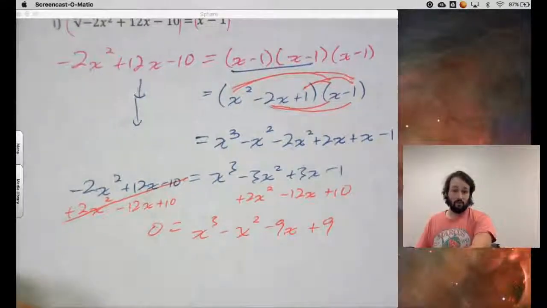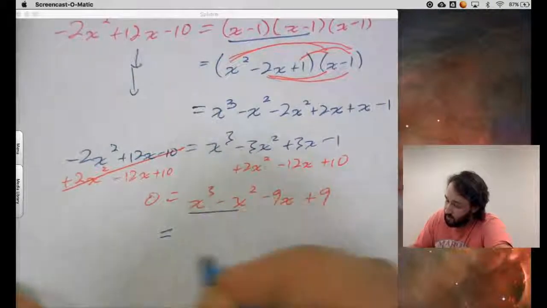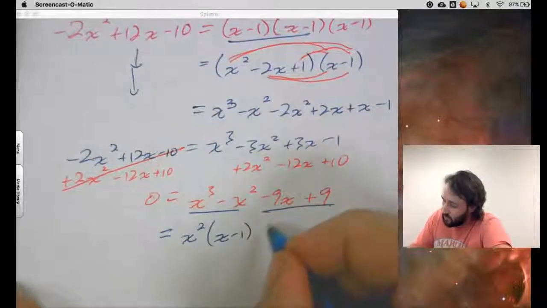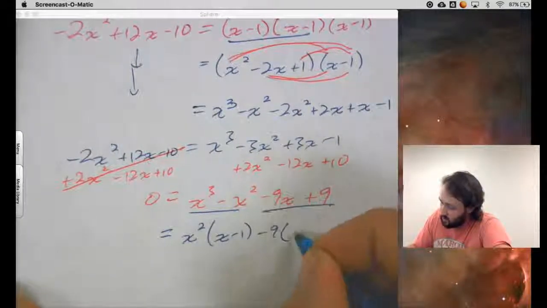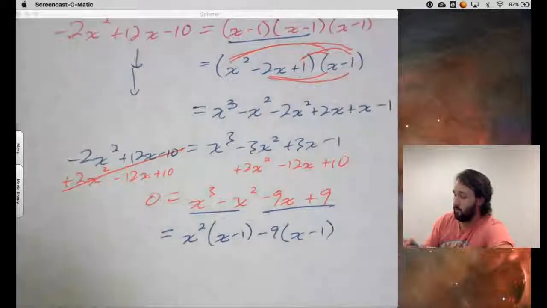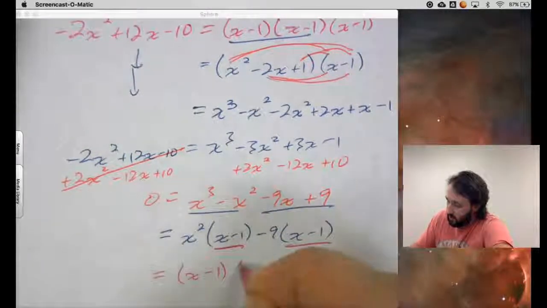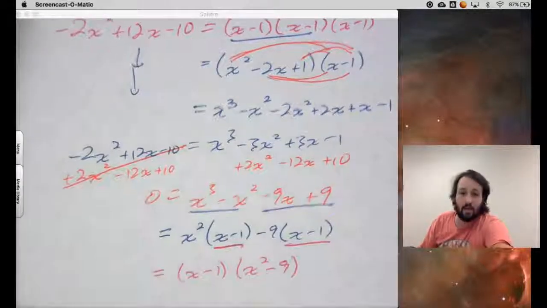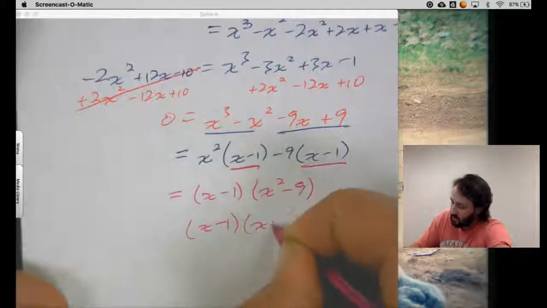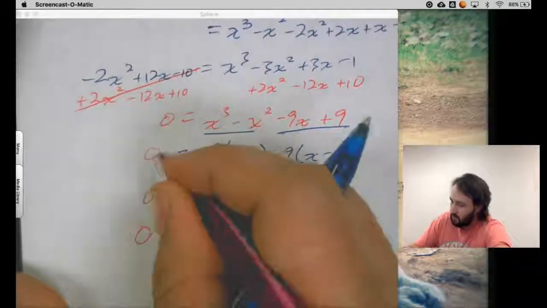All right, now let's see if we can factor this by grouping. Let's try it exactly as I see it. So from these 2 terms, I can factor out x squared, so this stays x minus 1. And then from these 2 terms, I'm going to factor out a negative 9, so that this becomes x minus 1 as well. Factor by grouping. So now factor out the x minus 1, so this becomes x minus 1 times x squared minus 9. X squared minus 9 will factor, so I have x minus 1 times x plus 3 times x minus 3 equals 0.